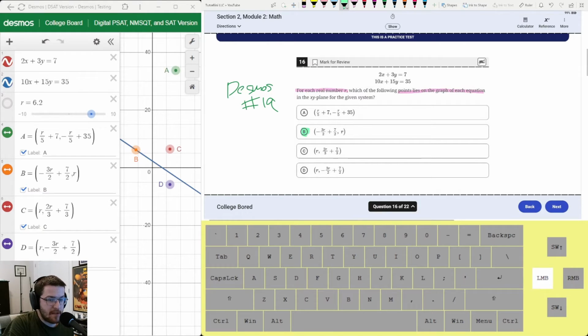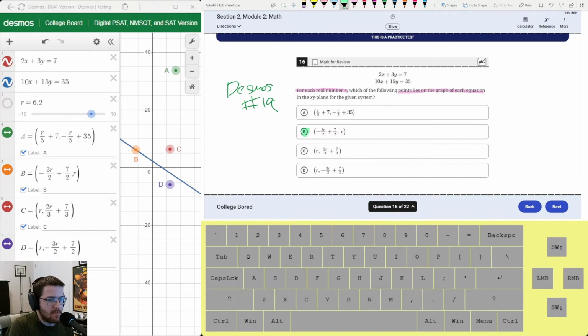Now, did it take me about a minute to type that in? Sure, but am I going to have a 100% chance of getting it right? Yeah. So is it really that much of a waste of time if this is one of the harder questions on the test and doing it by hand isn't that much faster anyway? I don't know. I highly recommend you do it this way. Go check out Desmos number 19 if you want to practice this more.